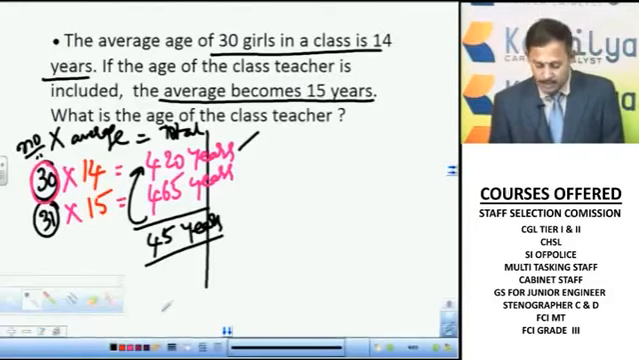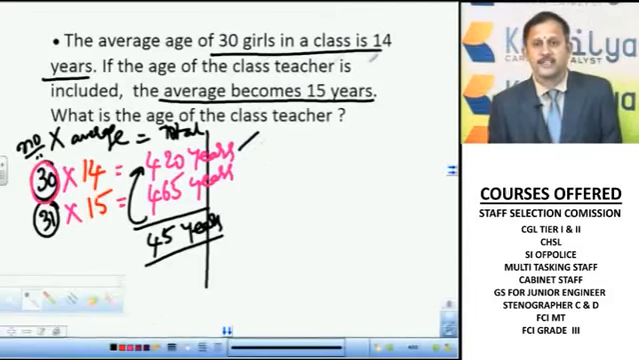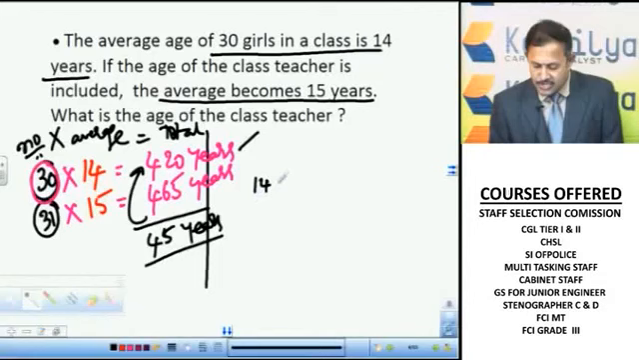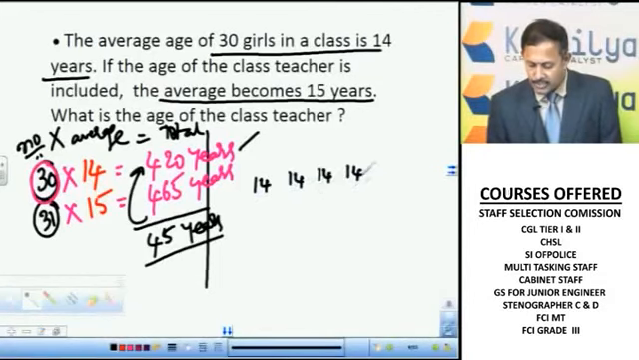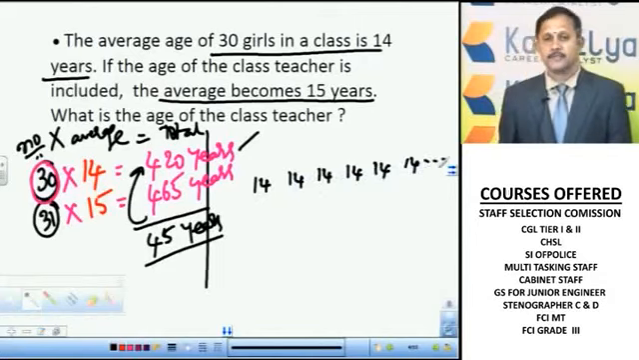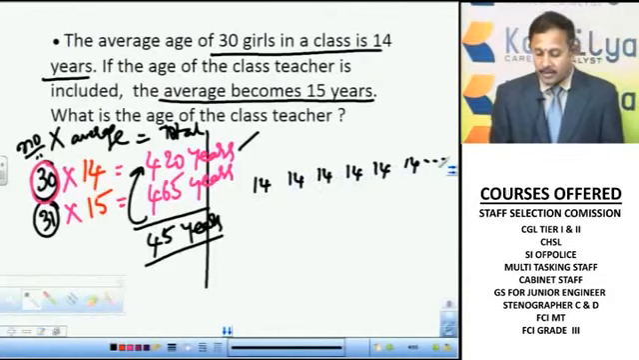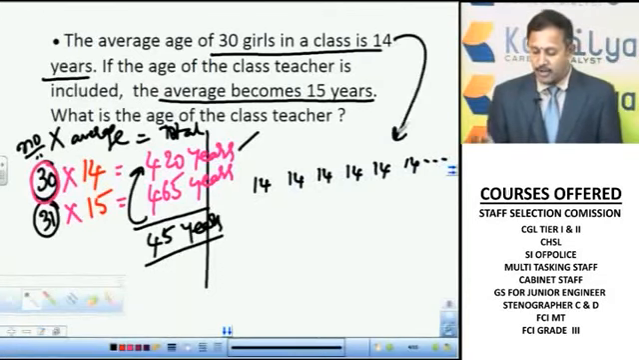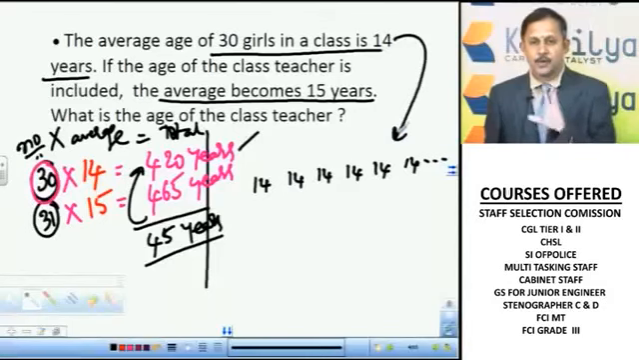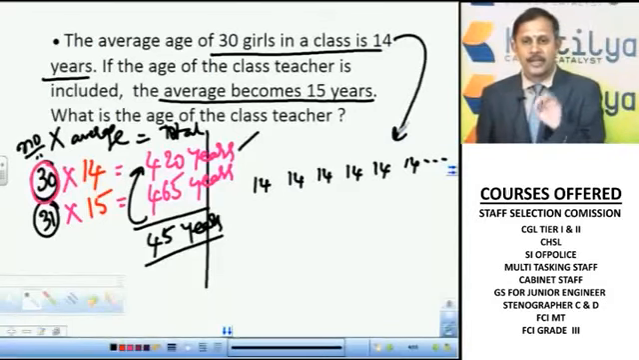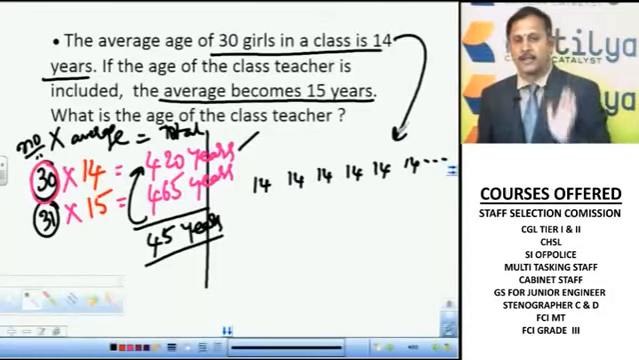Here there are 30 members and their average is given as 14 years. So let us suppose each girl is of age 14 years, 14, 14, and so on. There are 30 girls whose average is 14. So let us imagine a group of 30 members who are exactly 14 years of age, 14, 14, 14, like that.